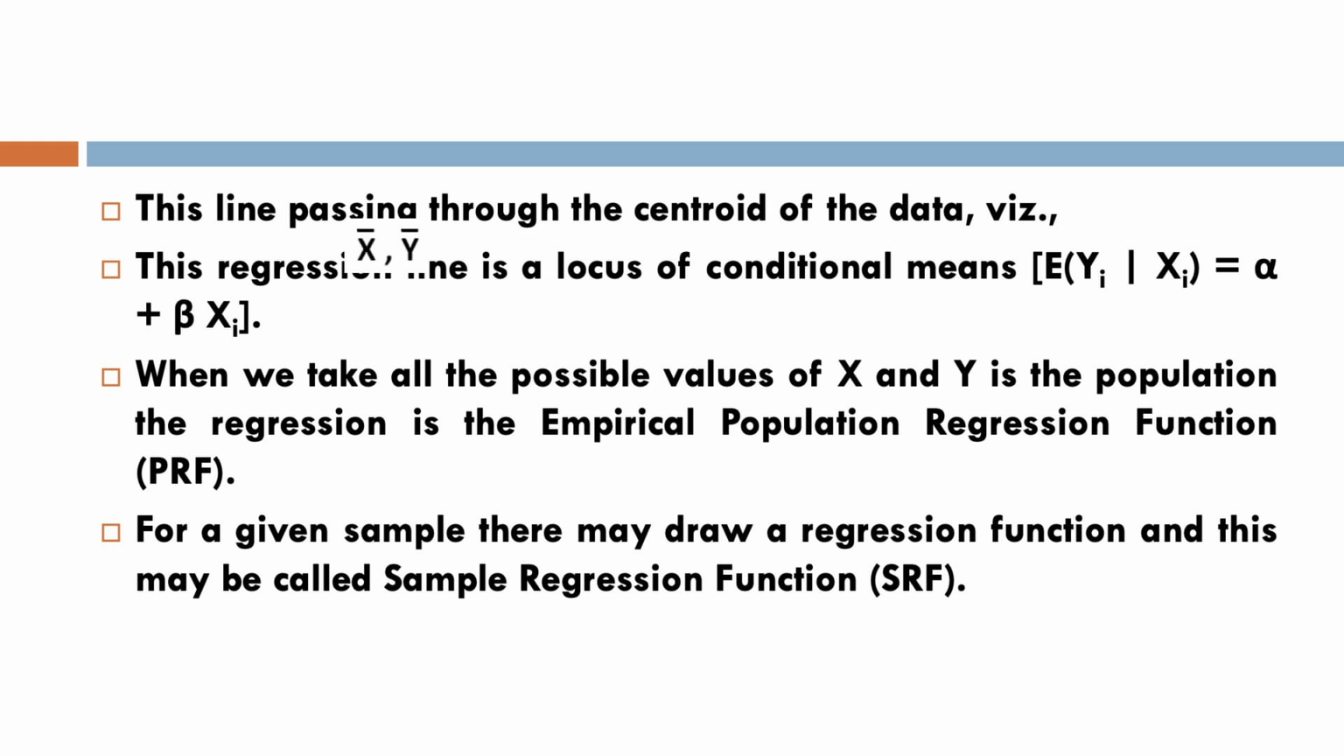This line will pass through the centroid of the data, namely x bar and y bar. This regression line is a locus of conditional means of y, that is, expectation of y_i given x_i, and so is equal to alpha plus beta x_i. When we take all the possible values of x and y, then we get the population regression function.